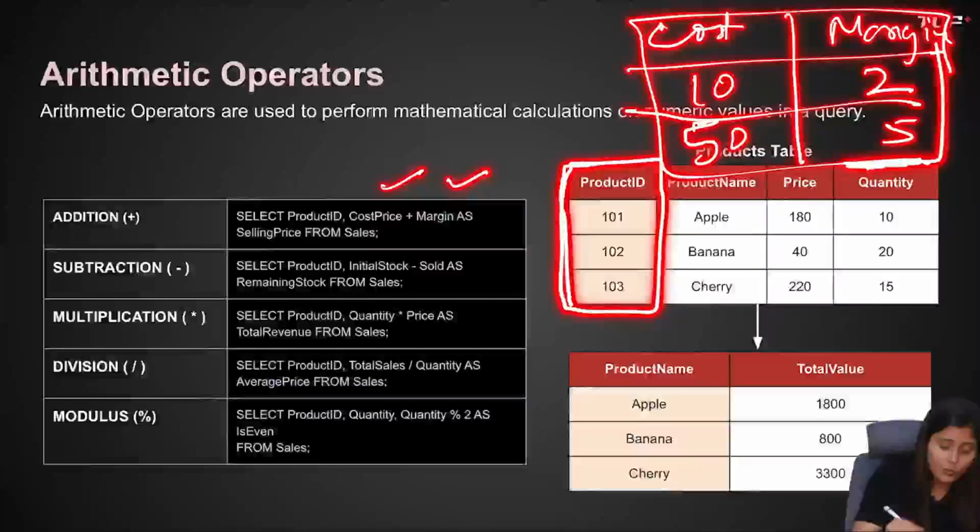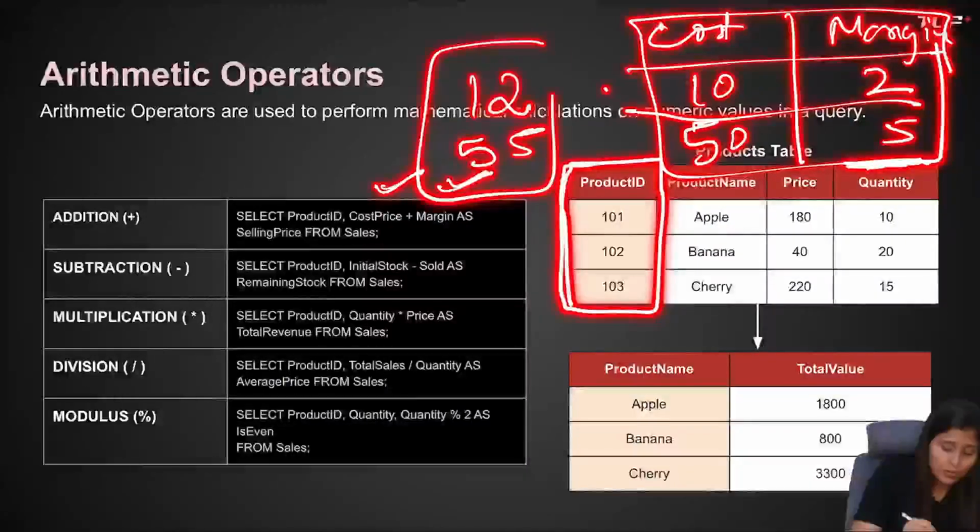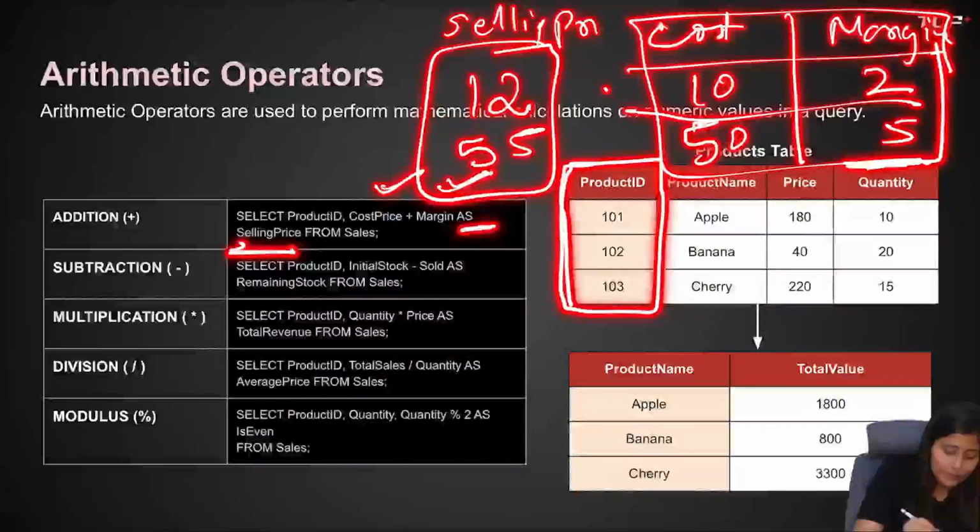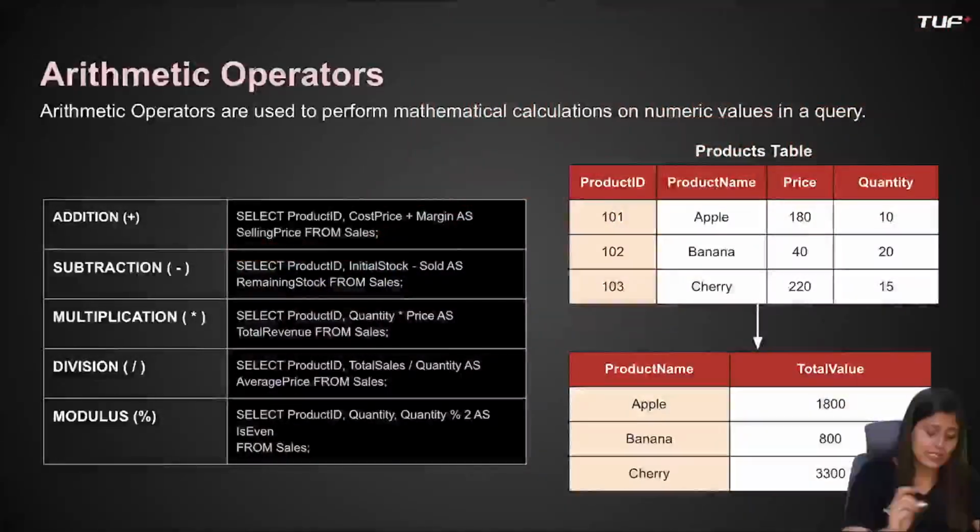So if we do this cost, price plus margin, the result will be 10 plus 2, 12, and 50 plus 5, 55, right? This will be the new column, and the new column will be named what we have written as selling price. So the column name will be selling price. Okay. So this is what the query means. From sales means we are taking from the sales table.